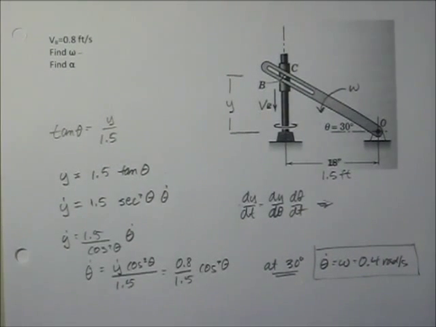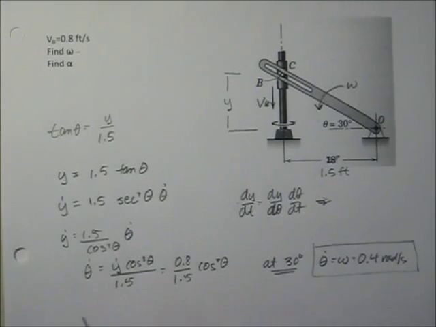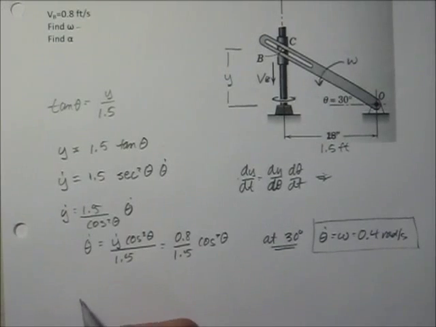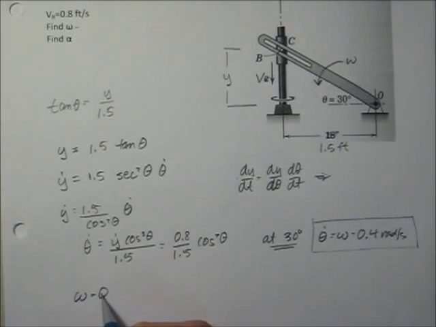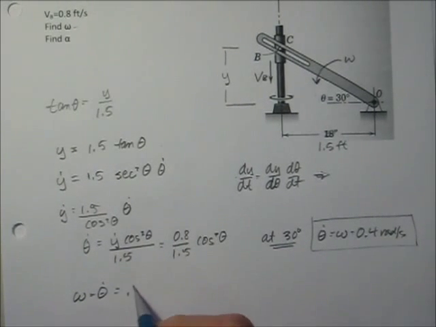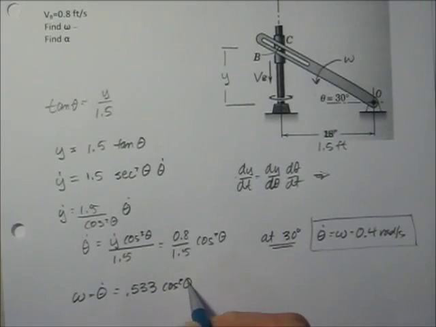We also want to find alpha. So I've got a relationship here for theta dot: omega is equal to theta dot. Evaluating that as 0.533 cosine squared theta.